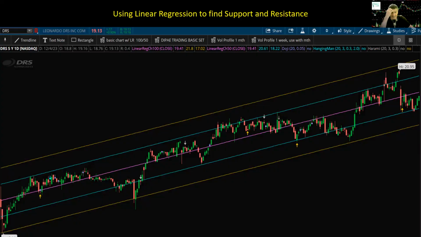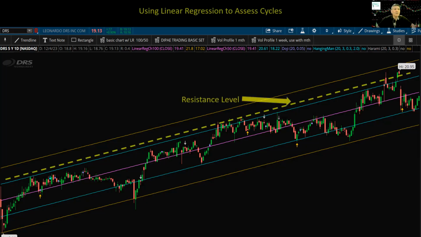In fact, I'm in amazement just sitting here watching it. It's almost like a work of art, but it's not. It's just mathematics. So let's move on to the next item. The assessment of resistance and support levels using linear regression. It's not magic. It's just mathematics. Sometimes we think mathematics can be magic, but it's not. There's a science.